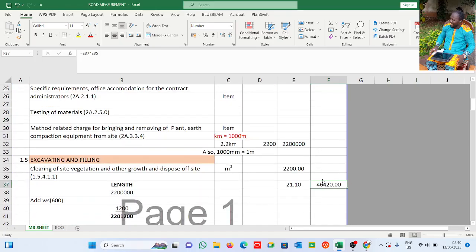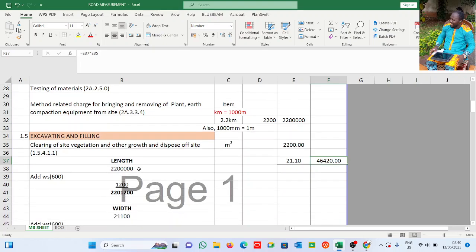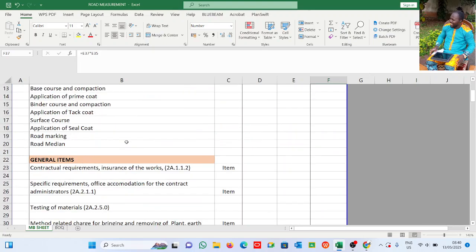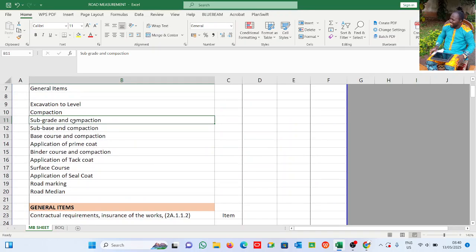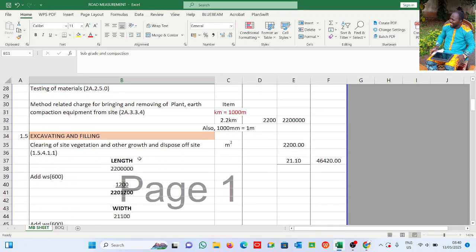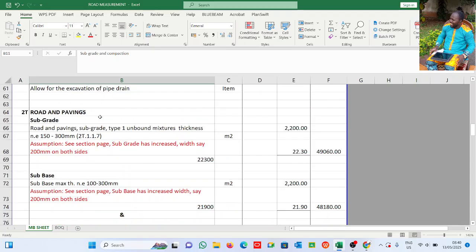Alright, now let's go to the next item. If you see now, we are done with excavation and filling, compaction. Now we want to do the road properly. Now we have road and pavings. It is 2T on the BSMM4R. Then we have the subgrade. Alright, this is road and pavings. You see it in the BSMM4R, subgrade type 1 unbound mixtures.